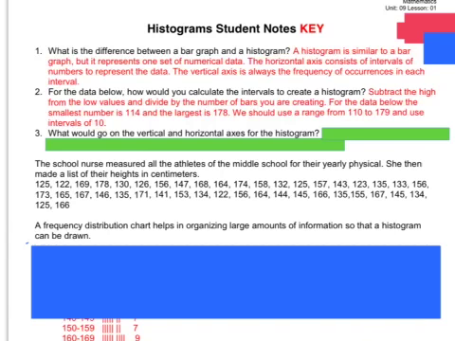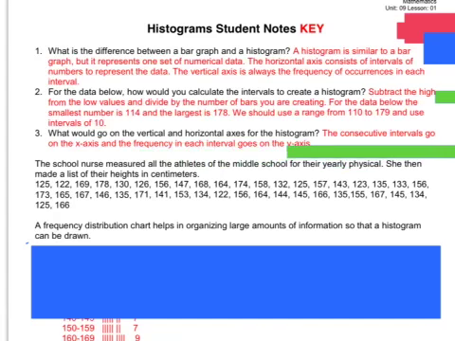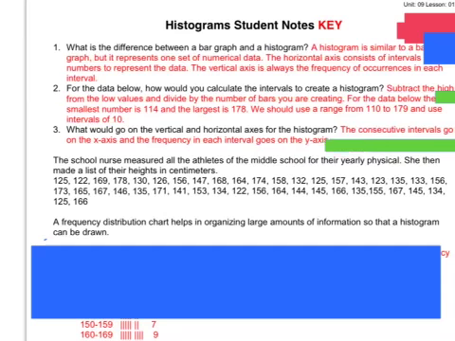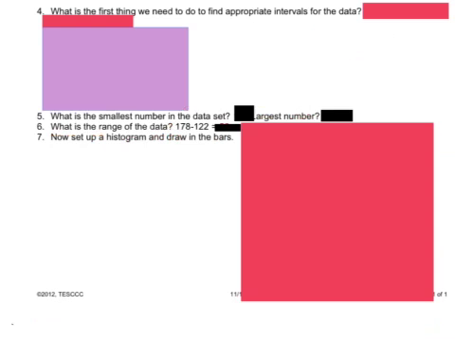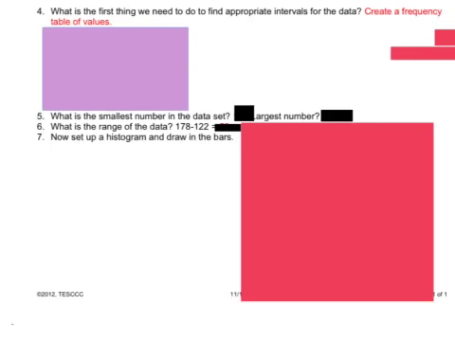For our labels on our histogram, the intervals go on the x-axis and the frequency will go on the y-axis. Let's see if we can create one. First, we're going to create a frequency table for our values.